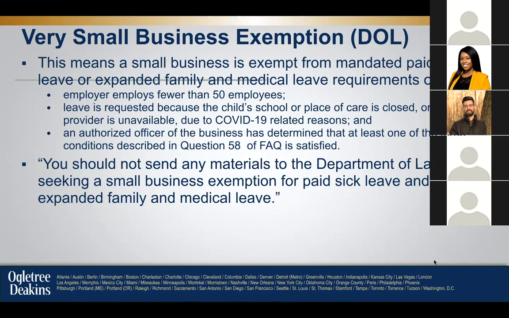And what they're asking for is an authorized officer of the business determining that at least one of the 3 conditions described in the DOL FAQ is satisfied. They're saying don't send any materials to the Department of Labor to seek the exemption. So what they seem to be saying is they're not going to worry about enforcing this emergency FMLA provision on employers under 50, which makes some sense because generally employers under 50 aren't subject to the FMLA at all. And the act already included a provision saying there wouldn't be penalties against those small employers for violations. So I think they're just not going to worry about it.